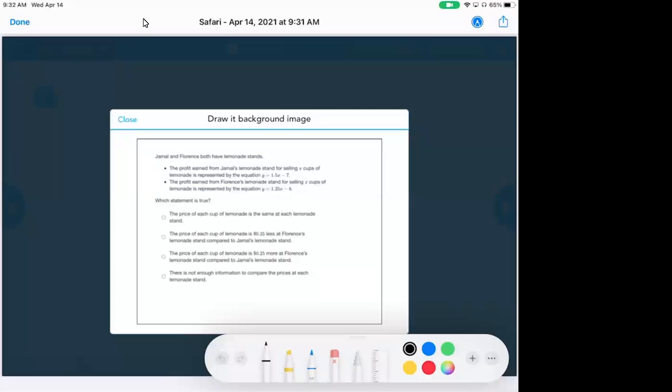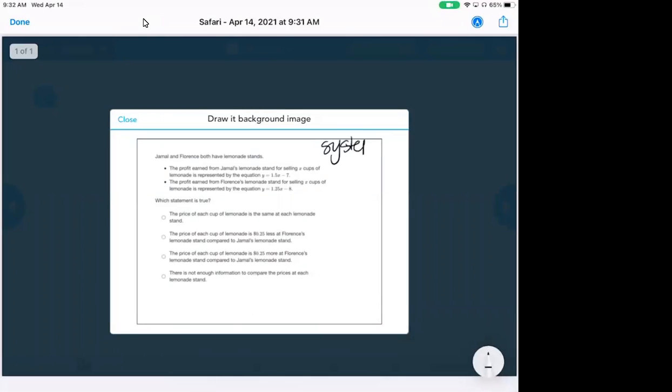The first thing I want to point out is that this is a system of equations example. So it says, which statement is true? The price of each cup of lemonade is the same at the lemonade stand.